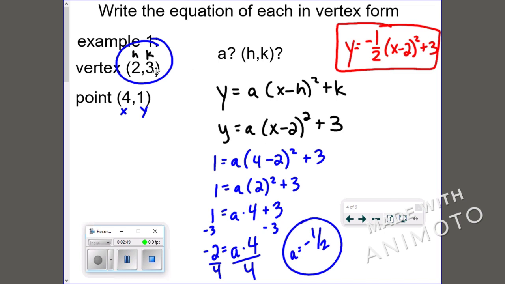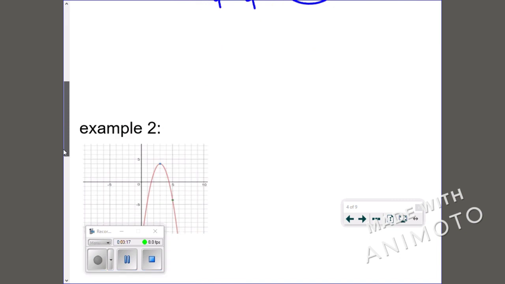We have our h, k value. Now, if we direct our attention to the red ink, we can write our vertex form. y equals a, which is -1/2, parentheses, x minus h, which is 2, squared, plus k, which is 3. So there is our equation in vertex form. If you need to go back and rewatch this, please go ahead and do that. Here is another example.